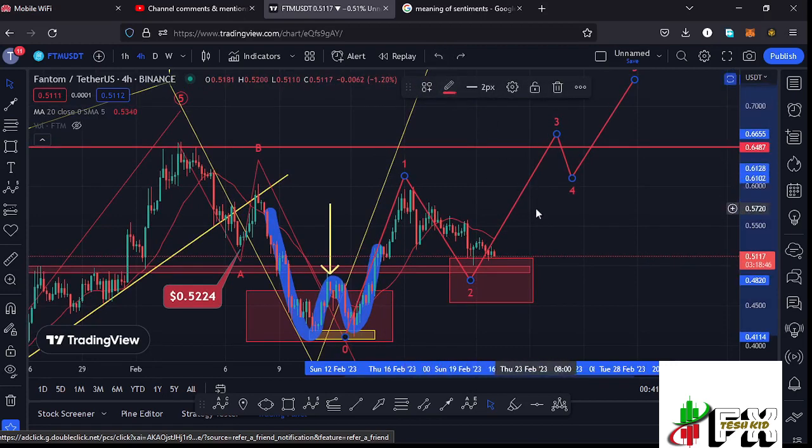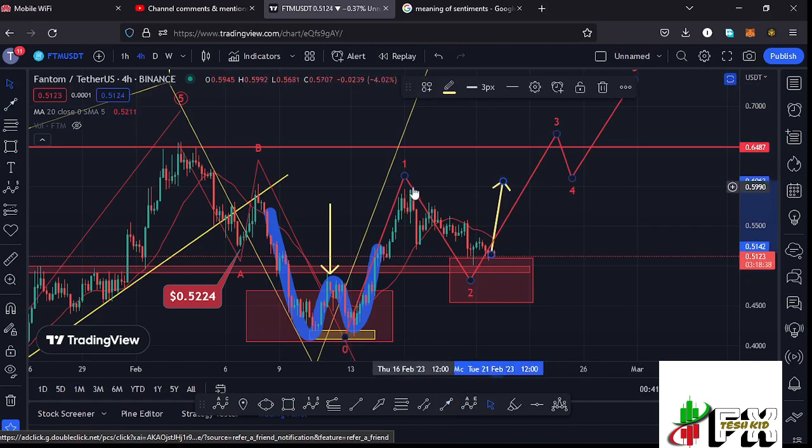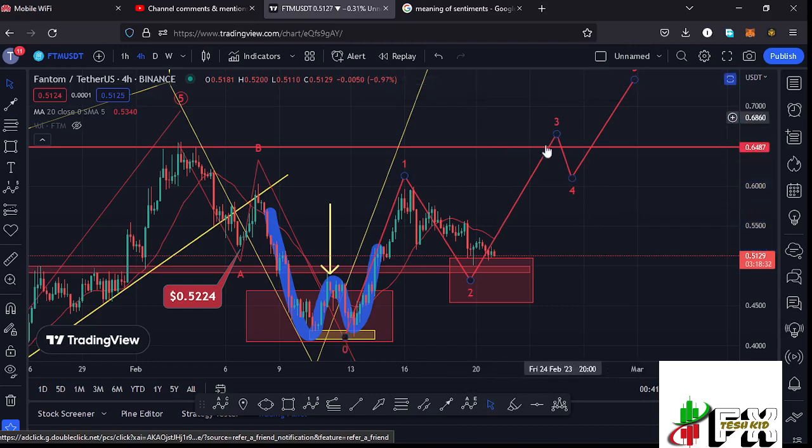And for that move to play out, I'm expecting to see a break above the 20-day MA, continue pushing even higher, manage to break above the wave 1 high at around the $0.6 mark, then continue pushing even higher to fully maximize my target areas to the upside in the formation of that wave 3.